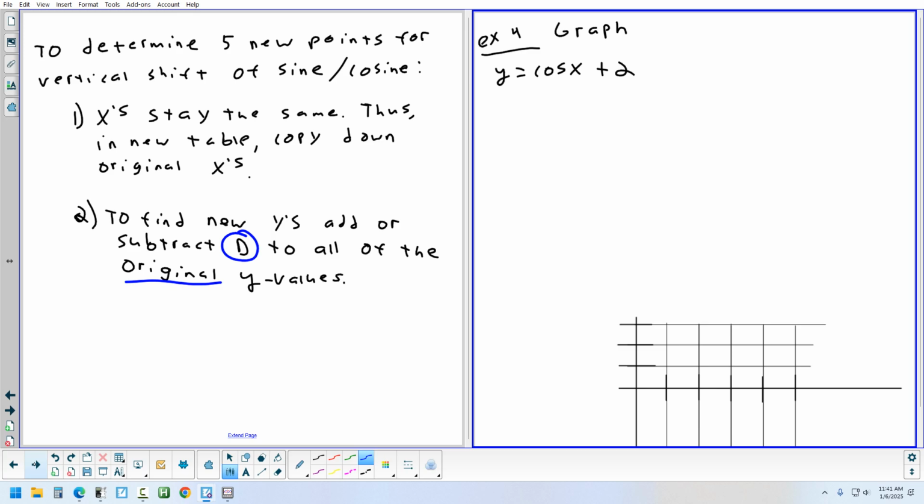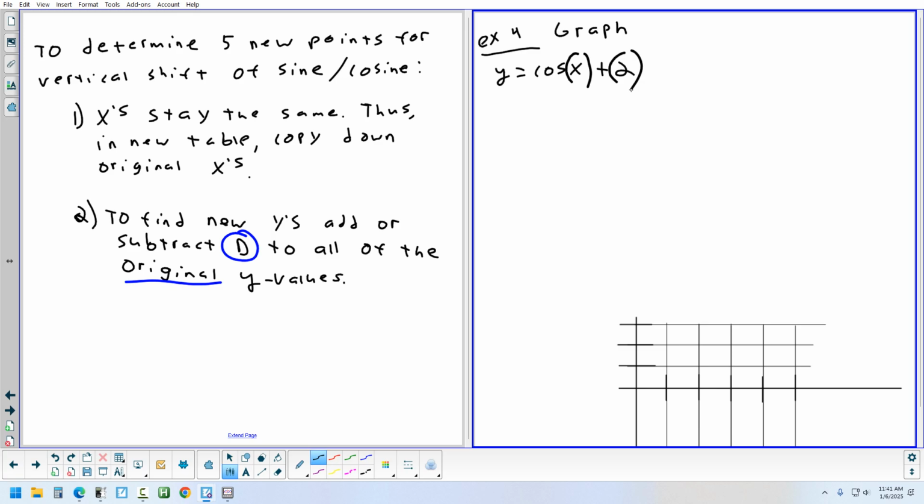Look at that one. We know it's a shift because there's addition. But how do we know whether it's the horizontal or the vertical? It's on the outside. Sometimes people say, well, there's no parentheses. I could add parentheses and it's still a vertical shift. Those parentheses did nothing. They're not needed. You could put parentheses around that too. It's still a vertical shift.